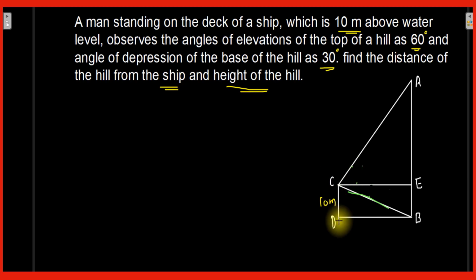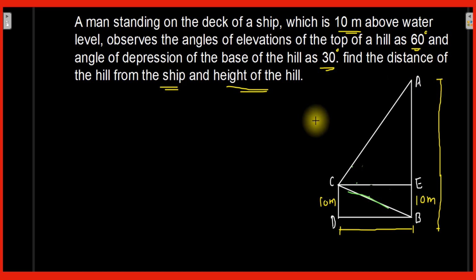Here CD is the deck of a ship and a man from the deck of the ship is observing the top of the hill. AB is the hill, and it is said that the height of the deck is 10 meters, and since the height of the deck is 10 meters, BE will also be 10 meters. We have to find the distance of the hill from the ship, which means we have to find this distance. And the second thing, we have to find the height of the hill, which means we have to find AB also. These two things you have to calculate.